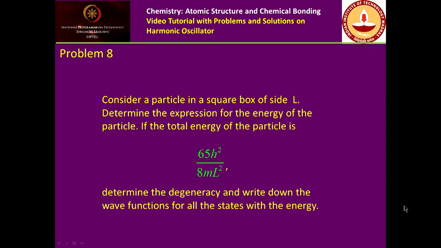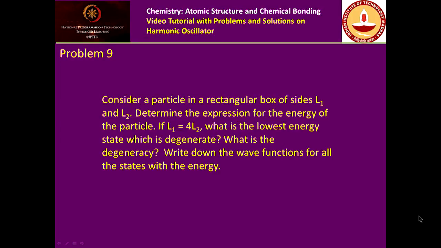Next problem is a problem of a rectangular box with sides L1 and L2, and the question is to find the expression for the energy of the particle. And for a specific ratio L1 equal to 4 L2, what is the lowest energy state which is degenerate, and what is the degeneracy? Write down the wave functions for all the states with that energy. Again, I shall indicate the solution, not write it down verbatim. If you need it, I will do that on a piece of paper and put it up on the website, but understand what it means.